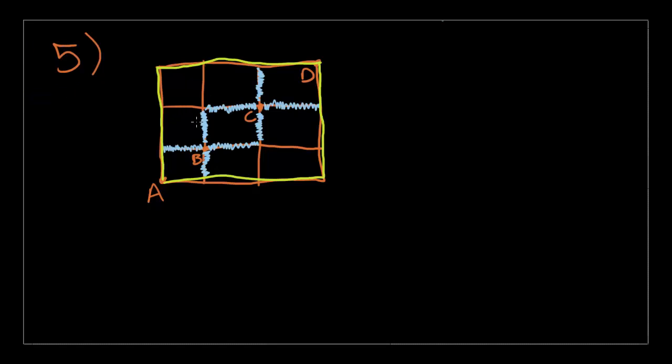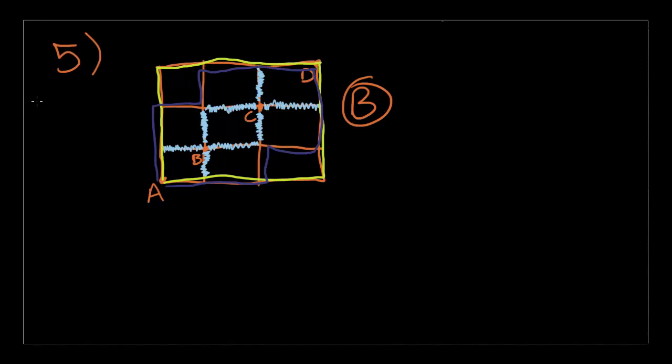Now let's use a purple-ish color to get the other paths. There's also 2 up, 1 right, 1 up, 2 right. And there's also 2 right, 1 up, 1 right, 2 up. So there are 4 possible paths you can follow to go from point A to point D without going to point B or point C. So that is choice B, which is the correct answer.